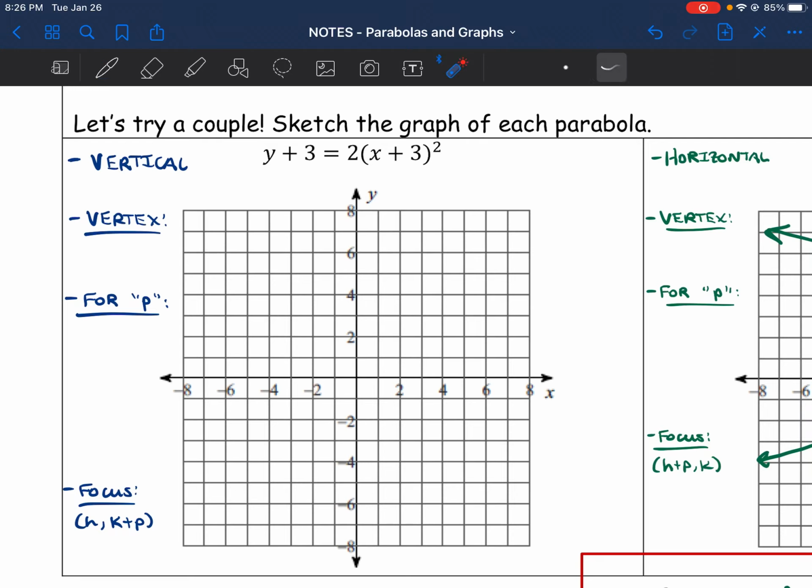And right off the bat, I can tell this is a vertical parabola because y is the variable that we're starting with and y is being raised to the first power. The other thing that I can tell is that this parabola is going to open up.